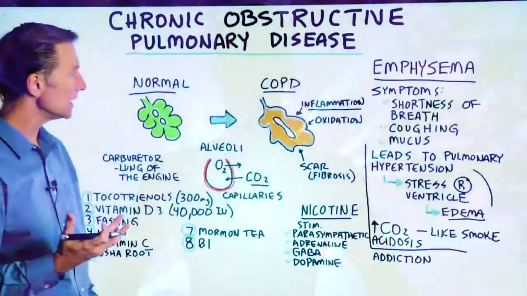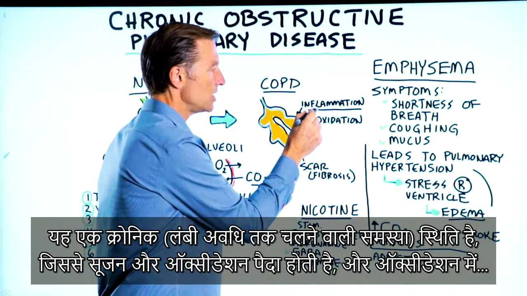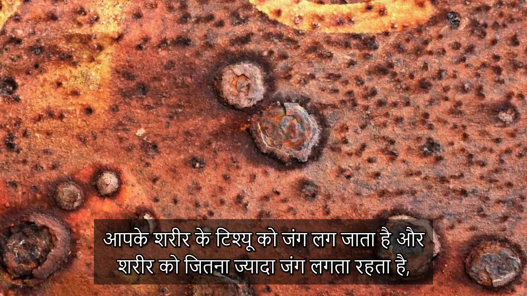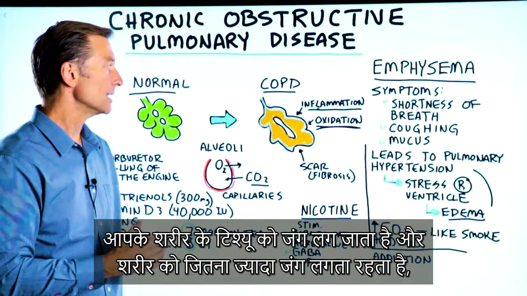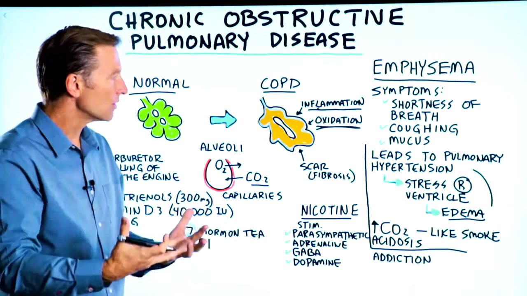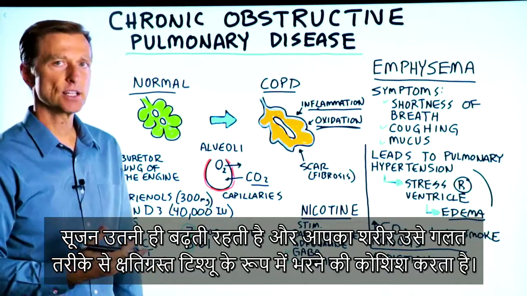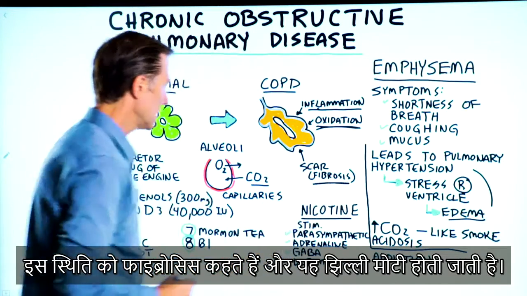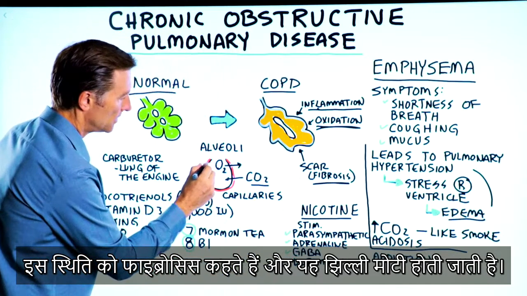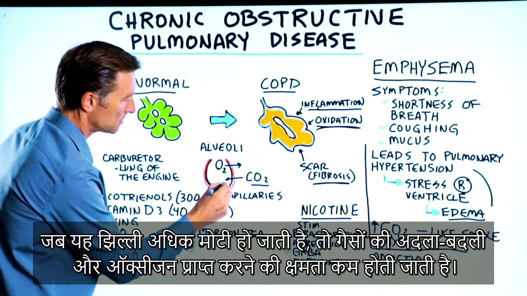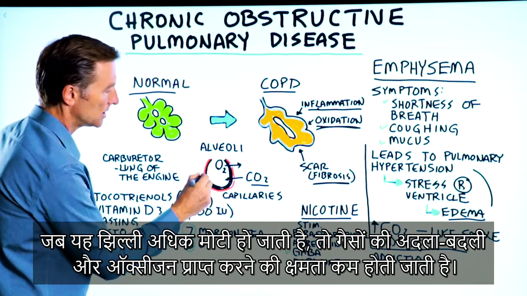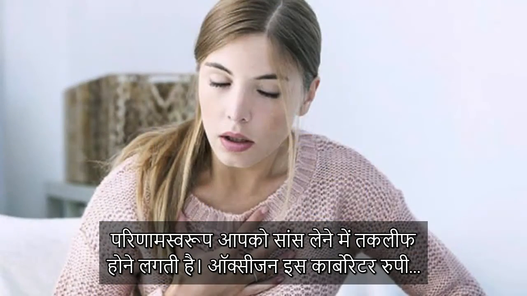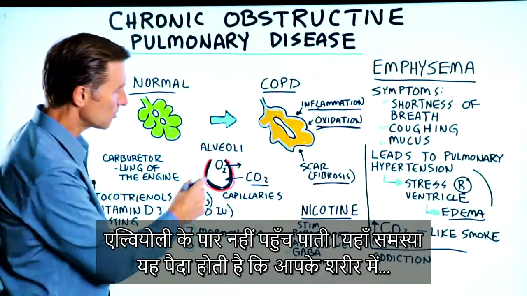So the problem with COPD is this chronic irritation creates inflammation and something called oxidation. And oxidation is basically like a rusting out effect of your body tissue. And the more that the body rusts out, it creates inflammation, and it's going to try to heal incorrectly with too much scar tissue. We call that fibrosis. And so we get a thickening of this membrane. And when the membrane becomes thicker, you slowly lose your ability to exchange gases and get oxygen. So you have more difficulty breathing. So it's basically shutting off the oxygen to this carburetor right here.